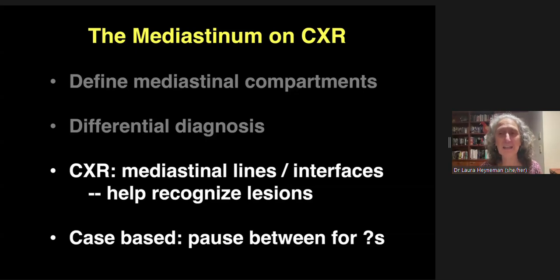Because recognizing what is normal in terms of mediastinal lines and interfaces is key to being able to then perceive an abnormality. I realize in this day and age, we're not going to rely on the radiograph to characterize a mediastinal lesion, but we do rely on the radiograph to give us the first hint that there is an abnormality in the mediastinum that then needs cross-sectional imaging to help characterize it.